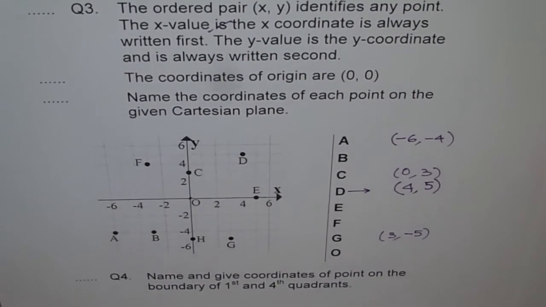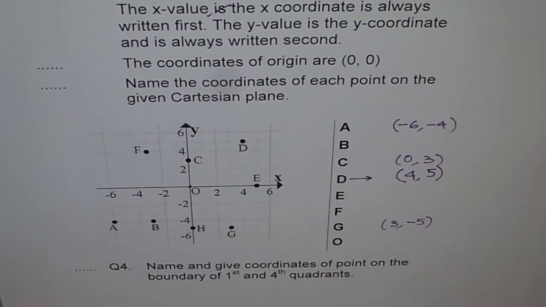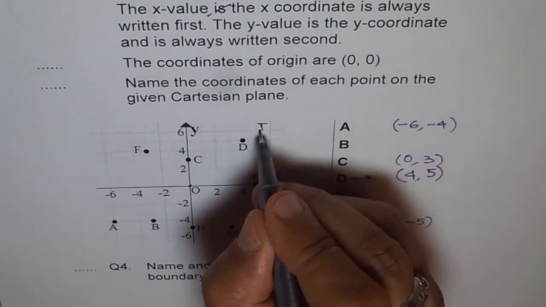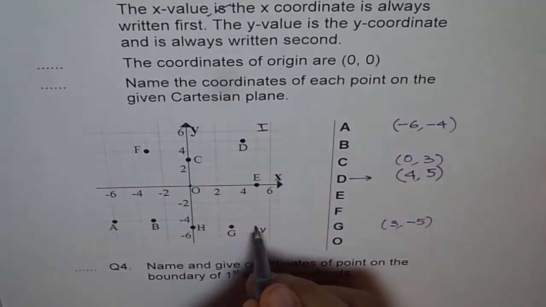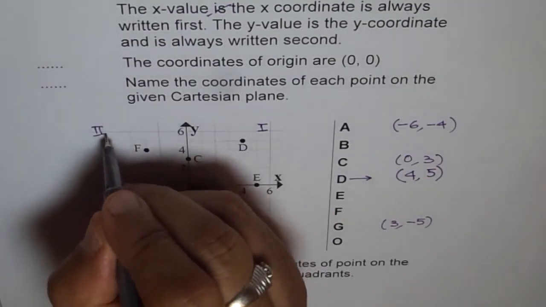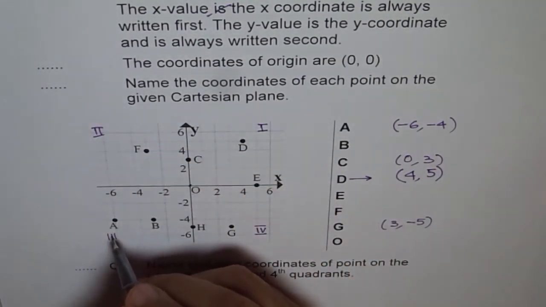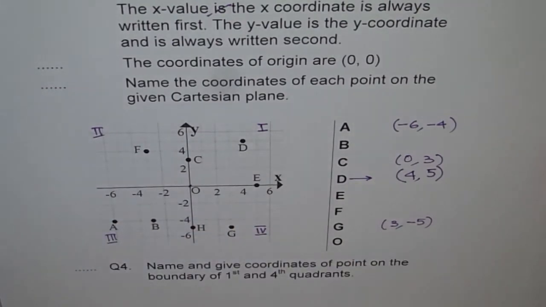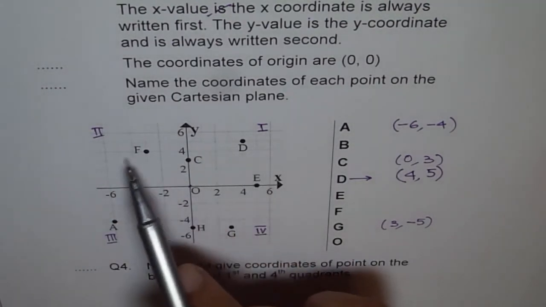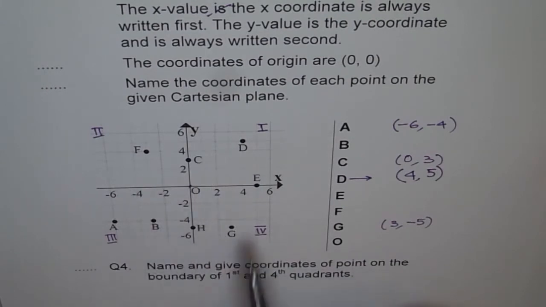Let's move on. There's another question on this page, question 4. It says, name and give the coordinates of a point on the boundary of the first and fourth quadrants. I purposely put this. Which is your first quadrant? This is my first quadrant, and the fourth quadrant is here. This is a review of your question number 1. You come from 1, 2, 3, 4, moving anti-clockwise.